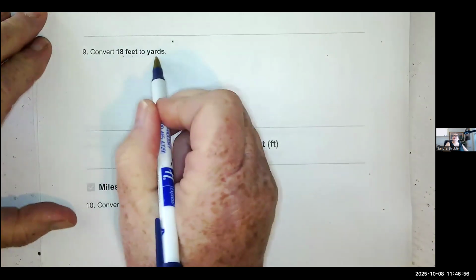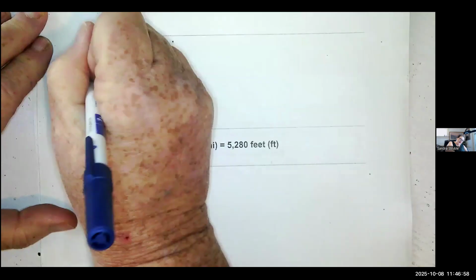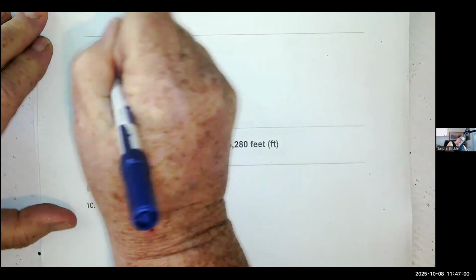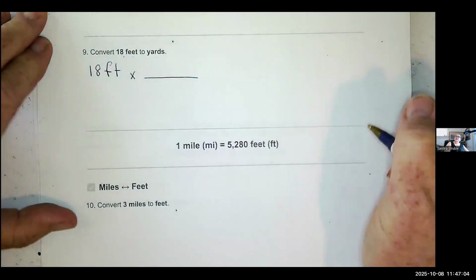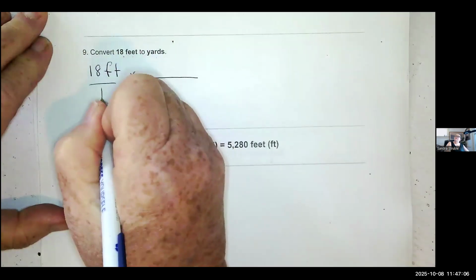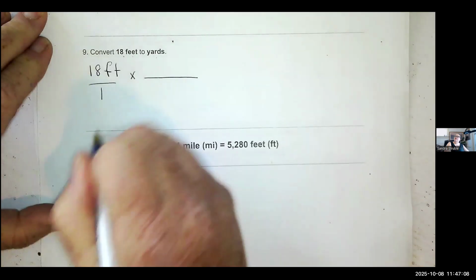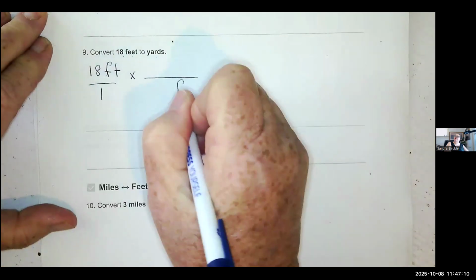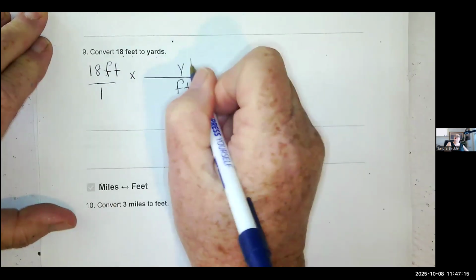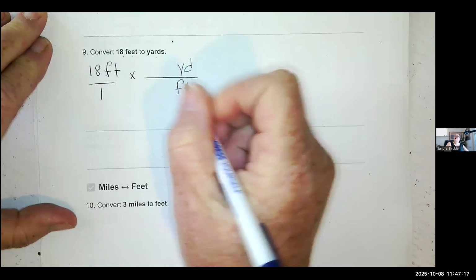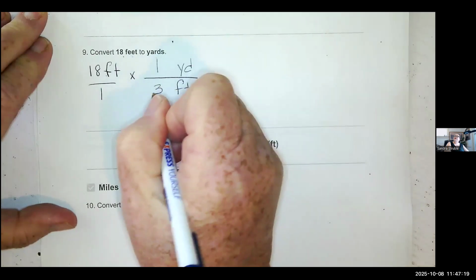18 feet to yards. Starting off, write down what you're given. Oh, I need to write feet. Write down your conversion. Remember, this is over 1. Feet in the numerator, feet in the denominator. I don't want feet in my answer. I want yards. So I have to put a yard up there. 1 yard is 3 feet.